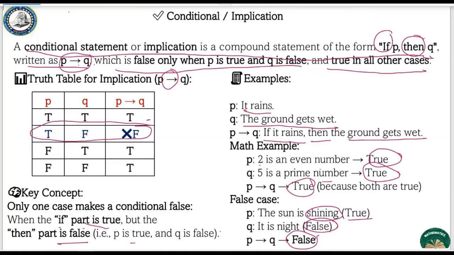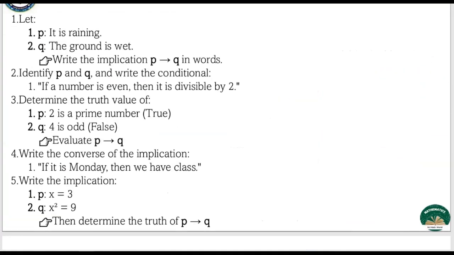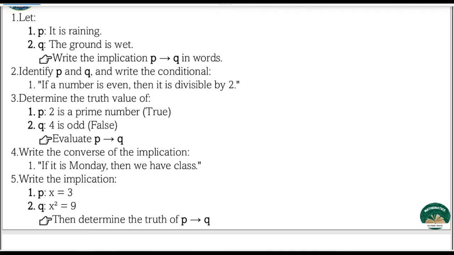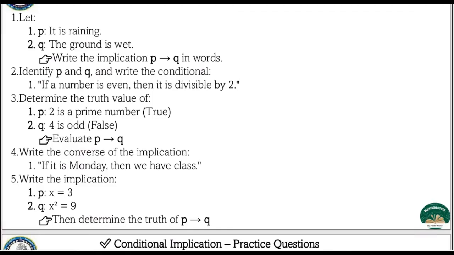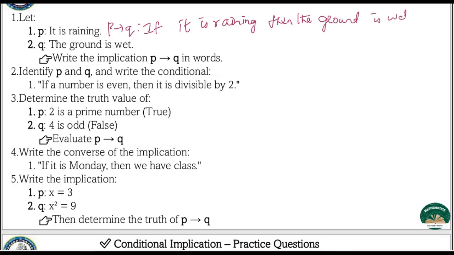So we'll move on with the problems next. Let P be it is raining, and Q, the ground gets wet. Now we have written: P implies Q, if it is raining, then the ground is wet. Then identify P and Q, write its conditional. So here you should identify P and Q, leaving out if and then.